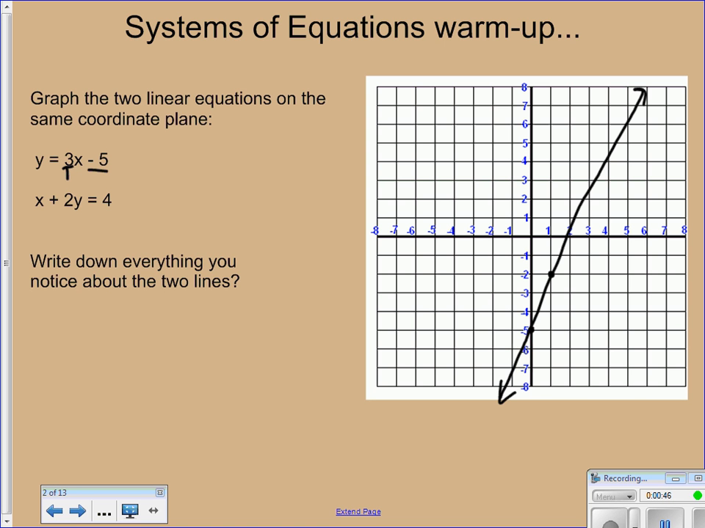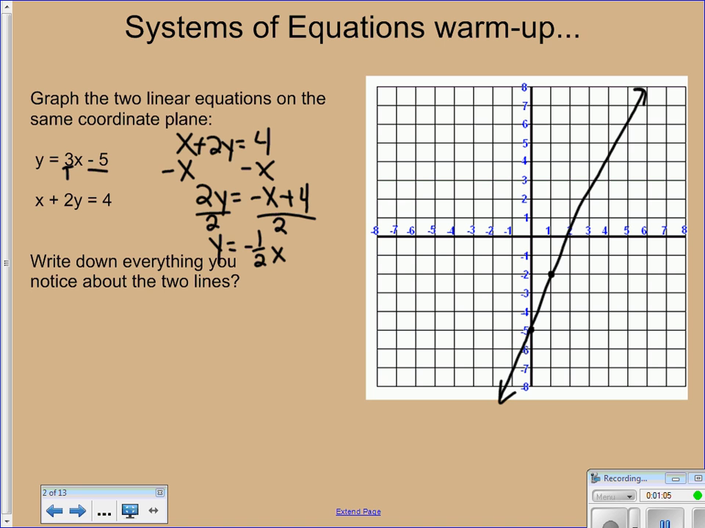Now, let's take a look at this second one. Okay, well, in order for us to graph it, we need it in slope-intercept form. So I'm going to take this x plus 2y is equal to 4, and I'm going to solve it for y. So I'm going to subtract x from both sides. That gives me the opposite of x plus 4. Then I'm going to divide both sides by 2. And I get y is equal to negative 1 over 2x plus 2.